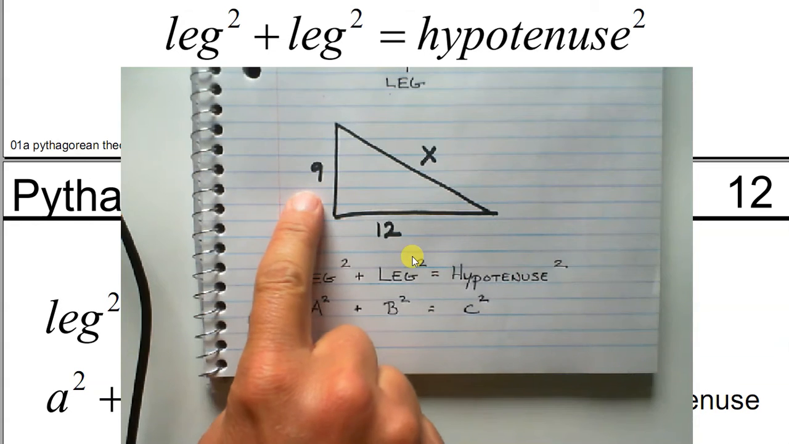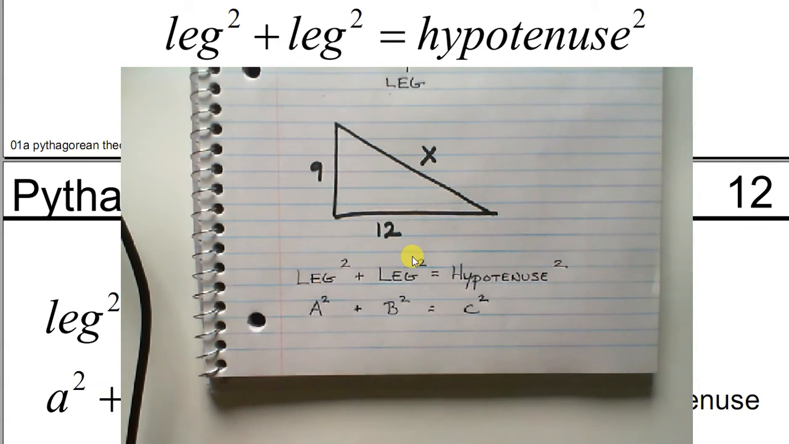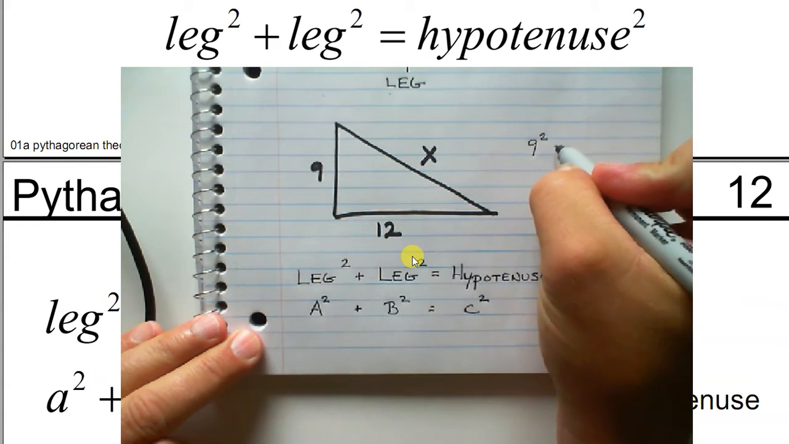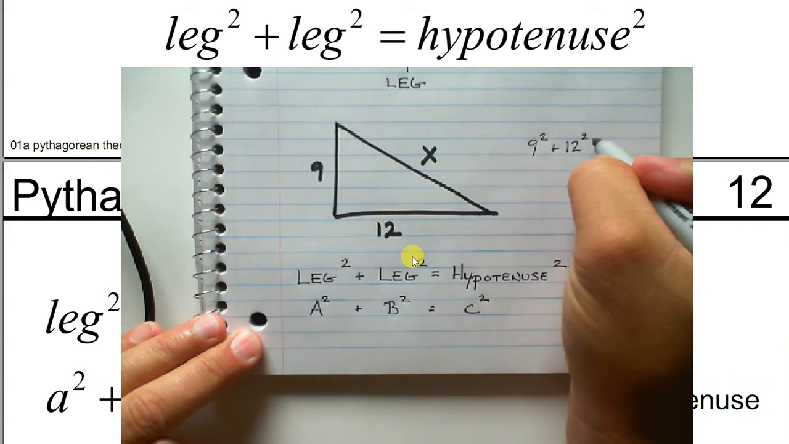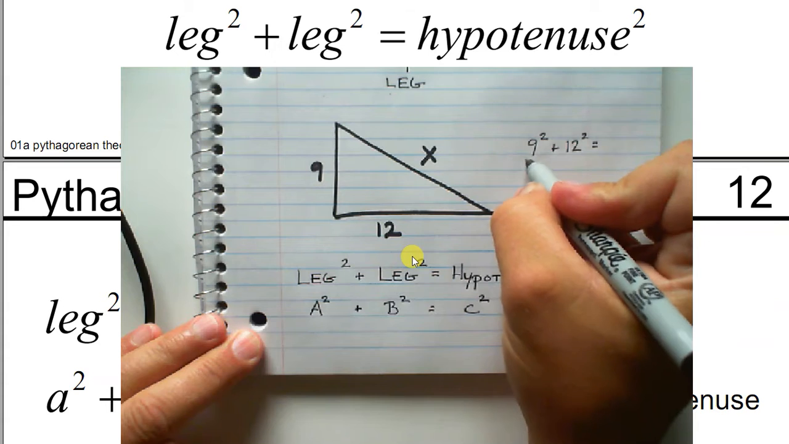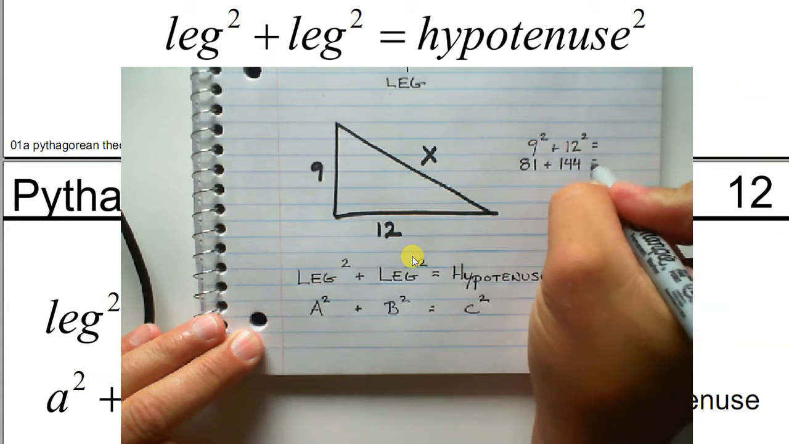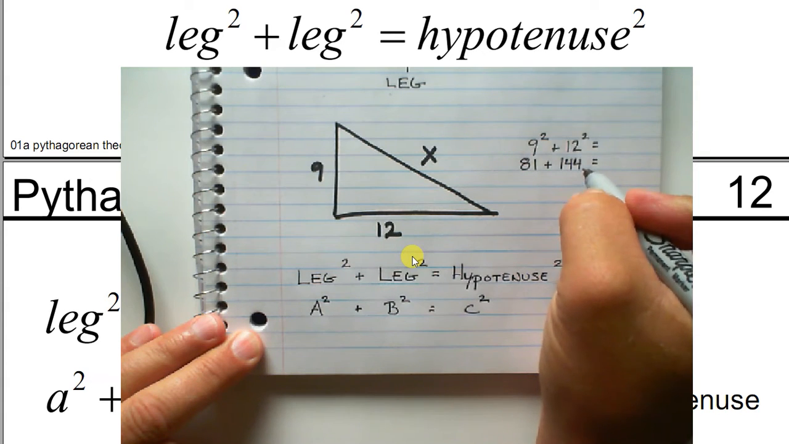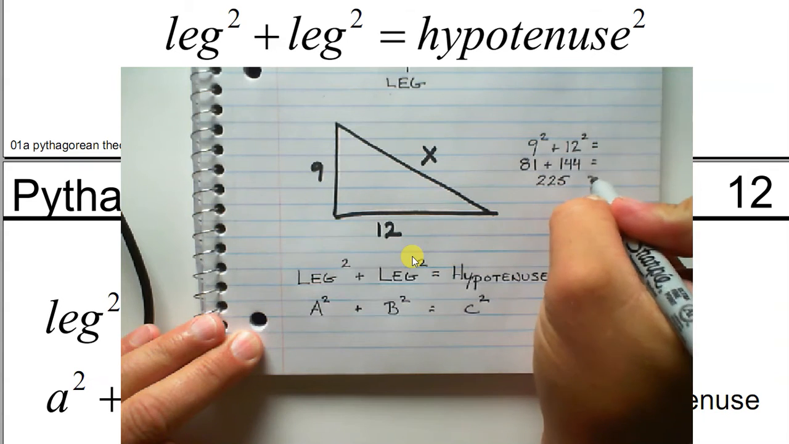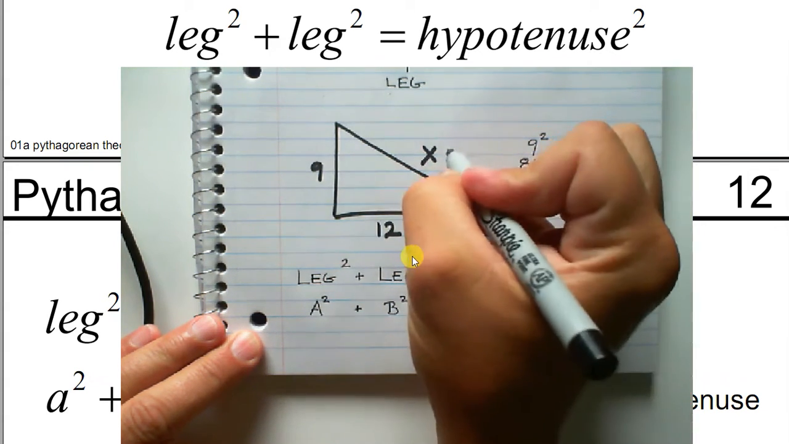So 9 squared plus 12 squared is going to be whatever that guy is squared. 9 squared plus 12 squared equals some other number squared. 81 plus 144 equals some other number squared. This adds up to 225. 225 equals some other number squared. And what is that other number? It's 15.